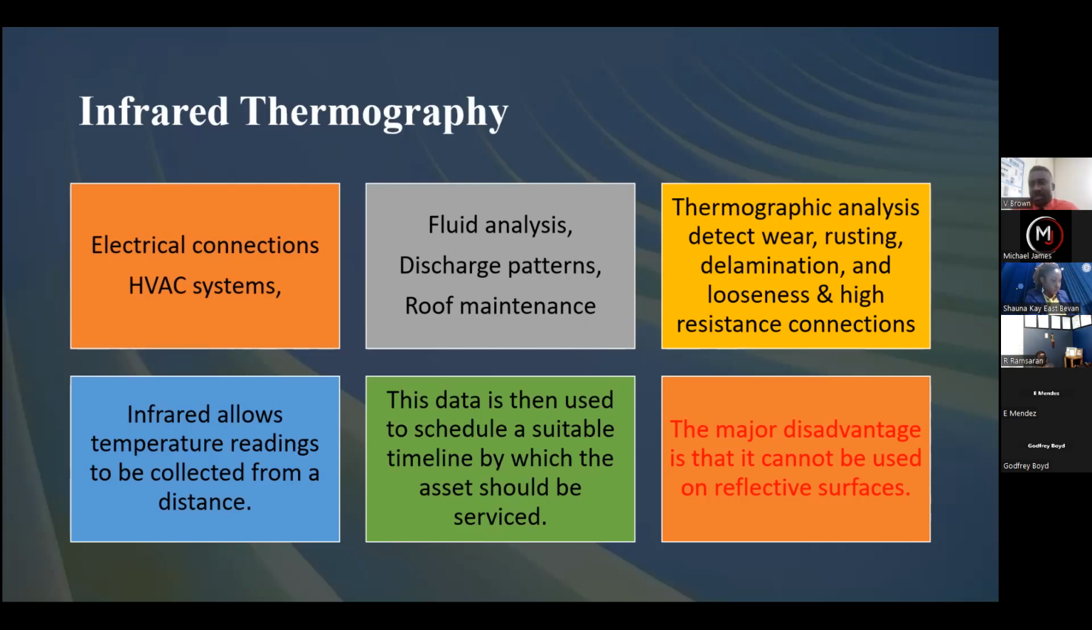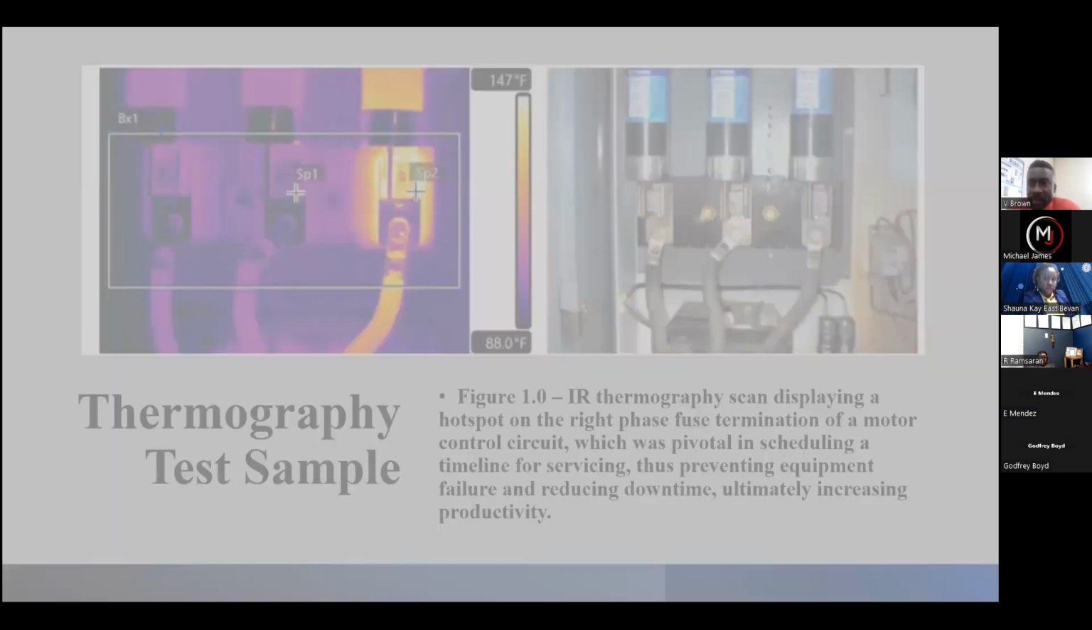But one major disadvantage in this field is that the surface has to be non-reflective, or least reflective, or close to a black body. Different surfaces emit differently because they're using radiation, so a shiny surface would not be very well represented on a temperature profile.